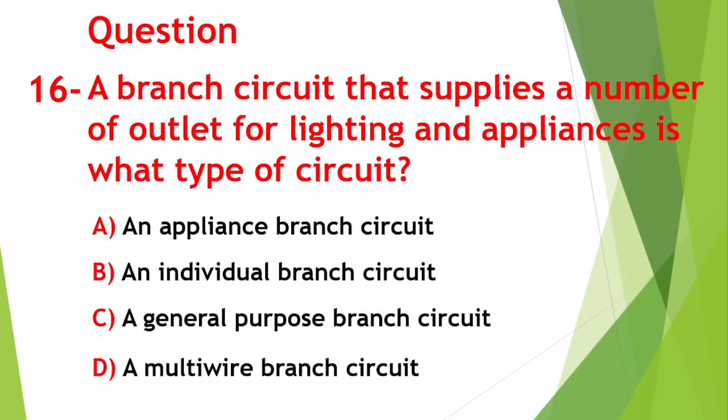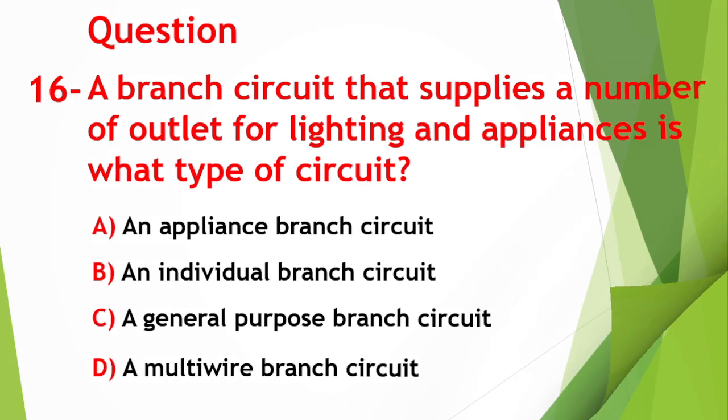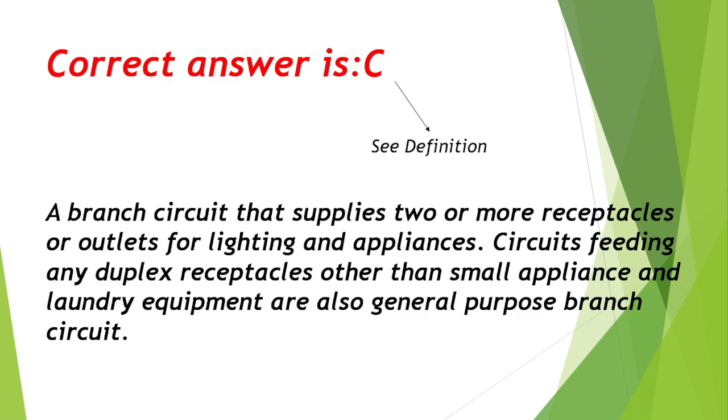Next, question number 16. A branch circuit that supplies a number of outlets for lighting and appliances is what type of circuit? A. An appliance branch circuit, B. An individual branch circuit, C. A general purpose branch circuit, D. A multi-wire branch circuit. Correct answer is C. See the definition.